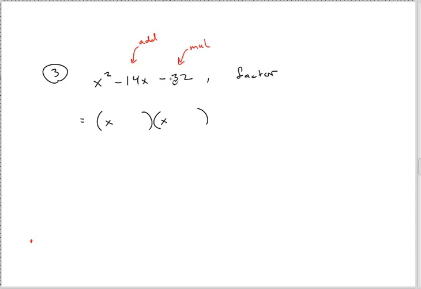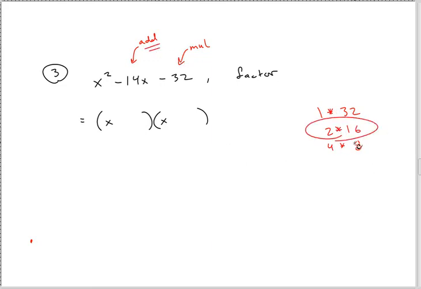Okay. Well, what multiplies to 32? Let's just do a real brief summary here. We got 1 times 32. We got 2 times 16. We got a 4 times 8. I think that might be it. But I'm wanting a set of these numbers that will add to make a 14. And I think this is the only set that would.